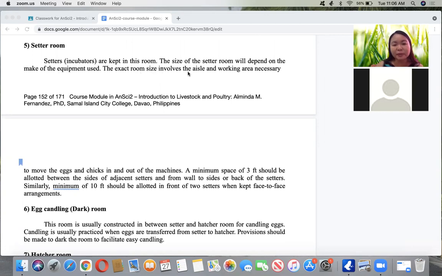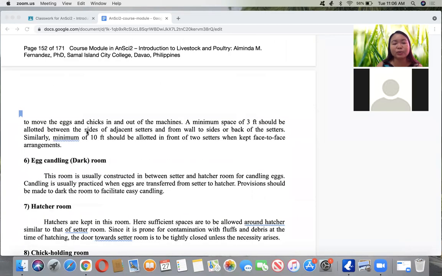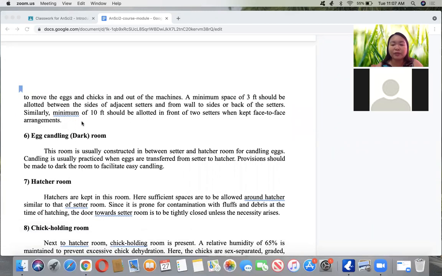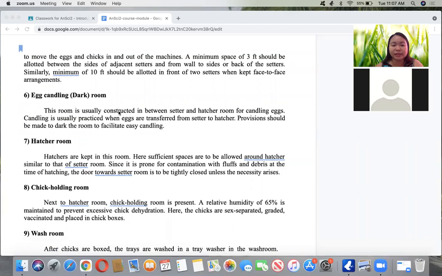The exact room size involves the aisle and working area necessary to move the eggs and chicks in and out of the machines, and a minimum space of 3 feet should be allotted between the sides of adjacent setters, from the walls to the side or the back of the setters. A minimum of 10 feet should be allotted in front of two setters when kept in a face-to-face arrangement.